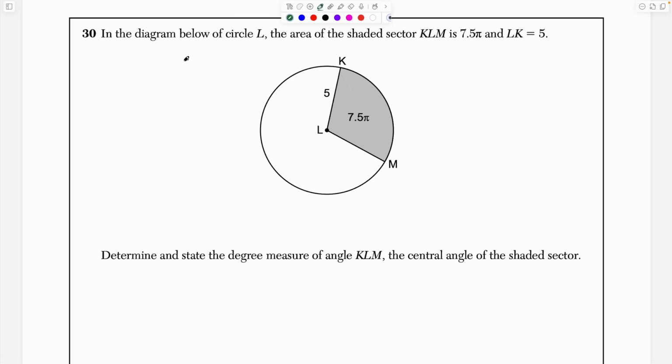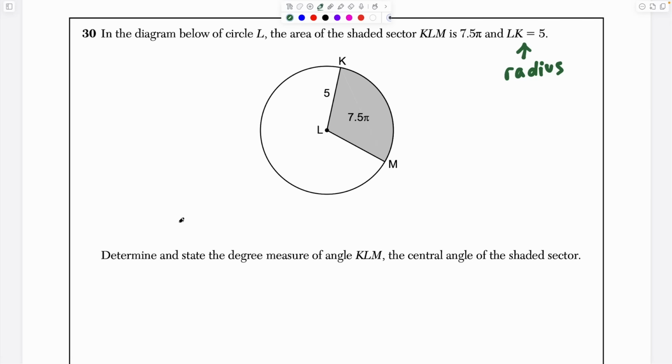Question 30, in the diagram below of circle L, the area of the shaded sector KLM is 7.5 pi and LK equals 5. And we need to determine and state the degree measure of angle KLM, the central angle of the shaded sector. So for this one, it helps to know that if we have circle L and they're telling us LK equals 5, this value represents the radius of circle L, okay? Because it's going from the center to a point on the circumference of the circle.